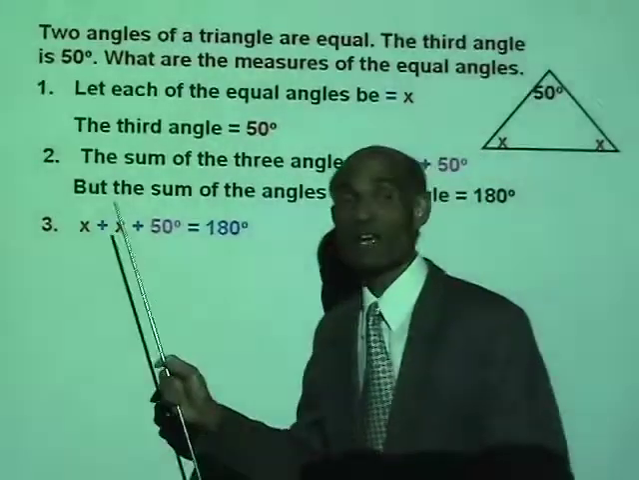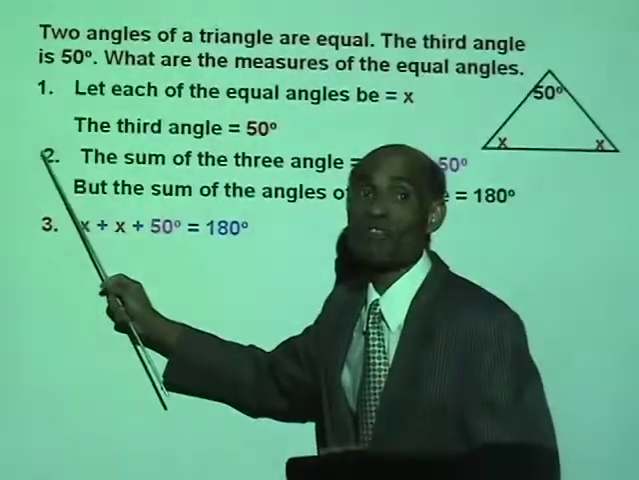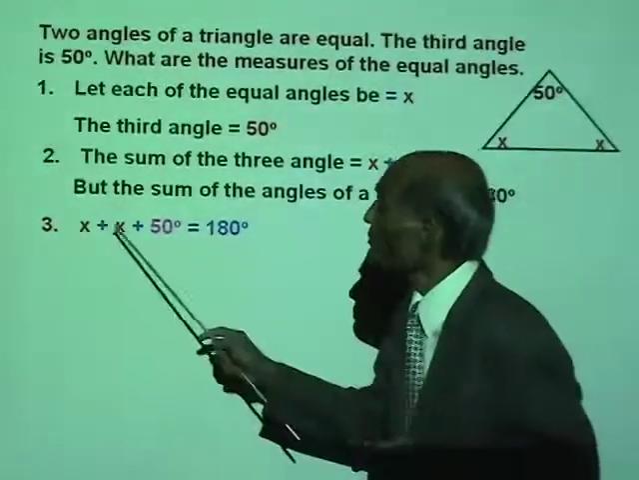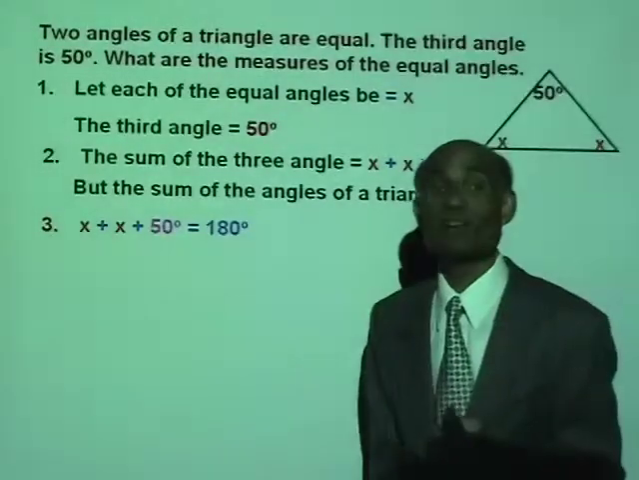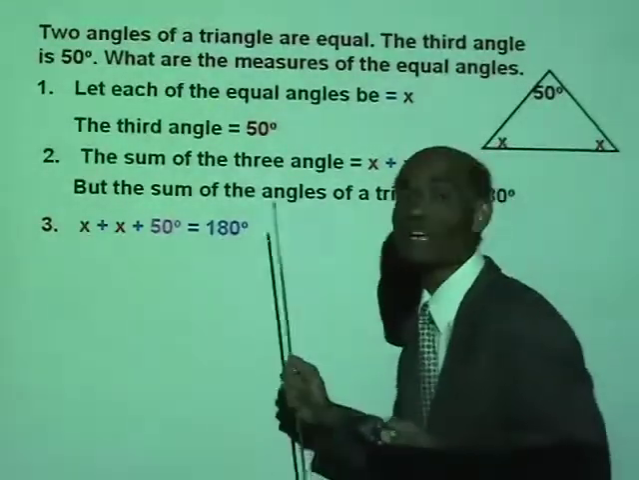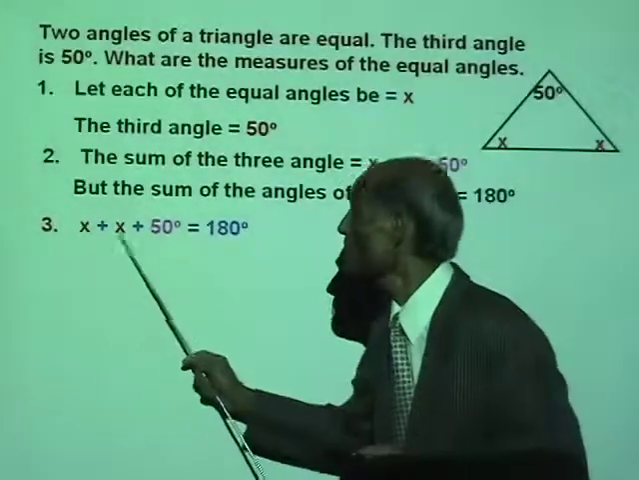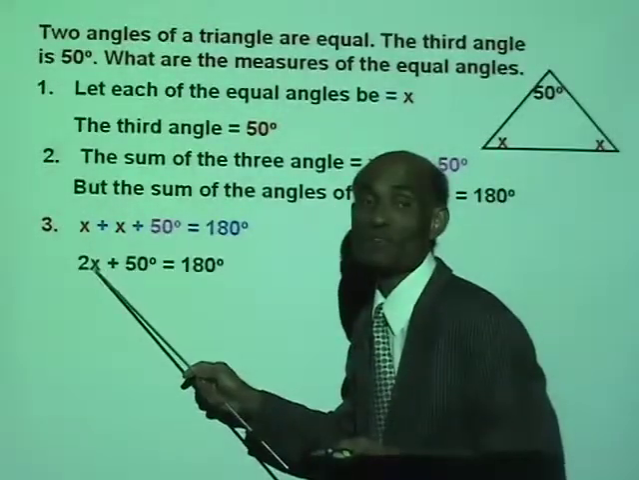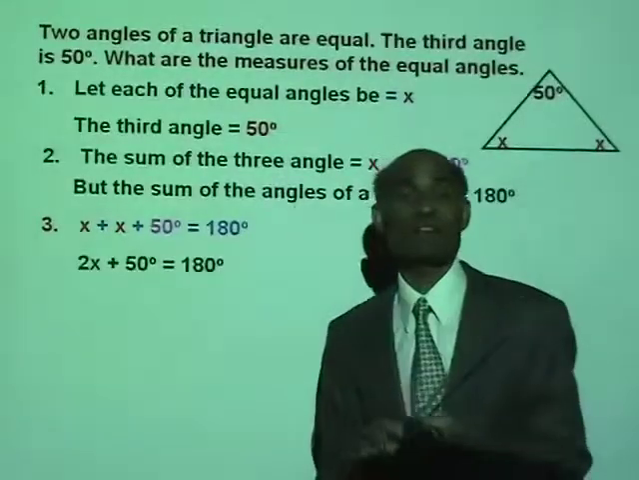If you notice, every time I solve a problem, I am using the 5 steps I gave you in the beginning. So, can you solve this equation? x plus x plus 50 degrees equal to 180 degrees. Combine the terms on the left. x plus x is 2x. 2x plus 50 degrees equal to 180 degrees.